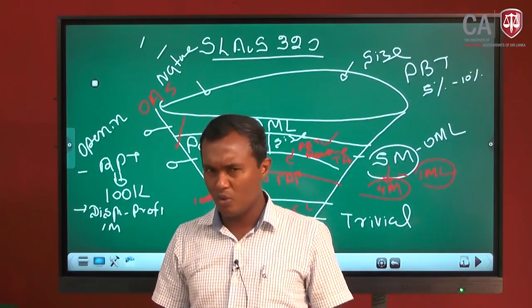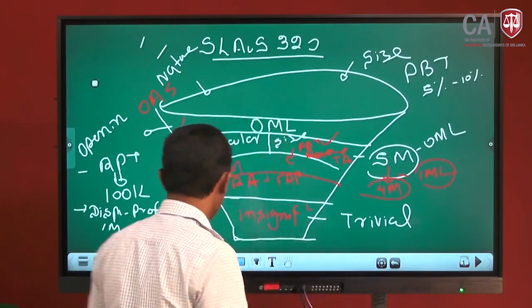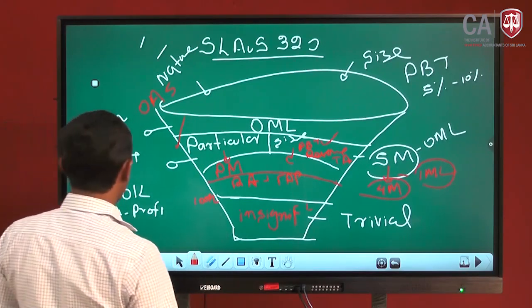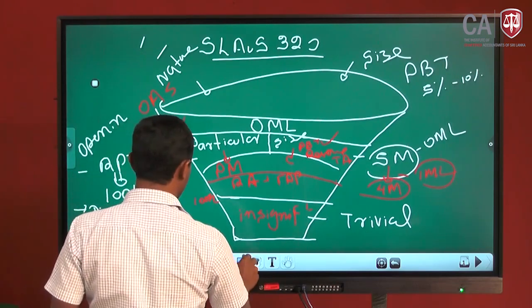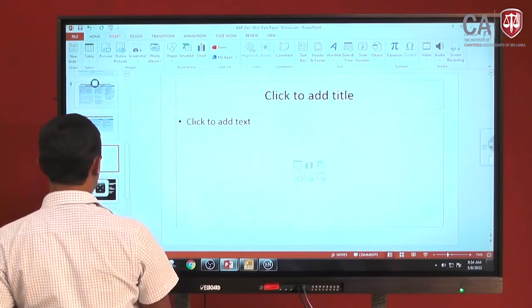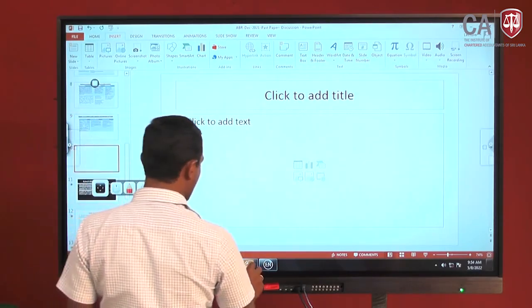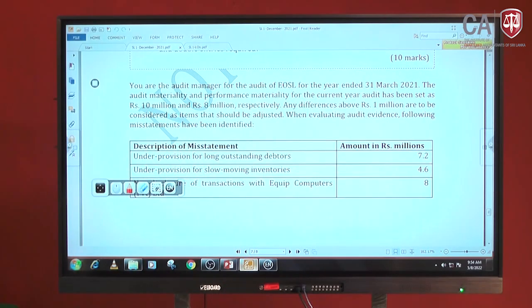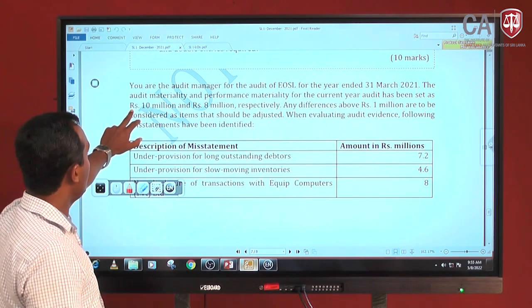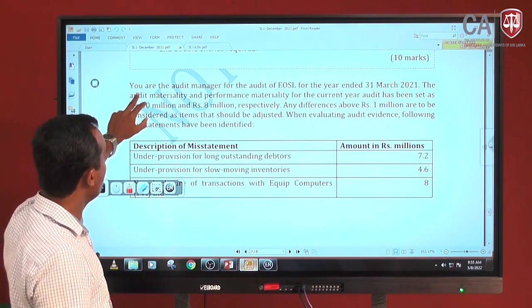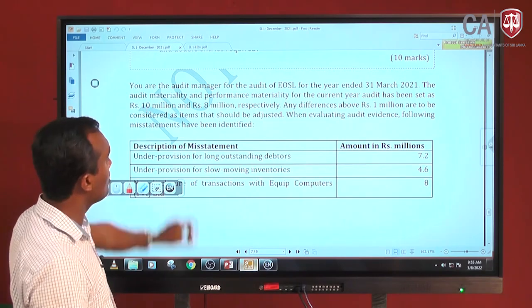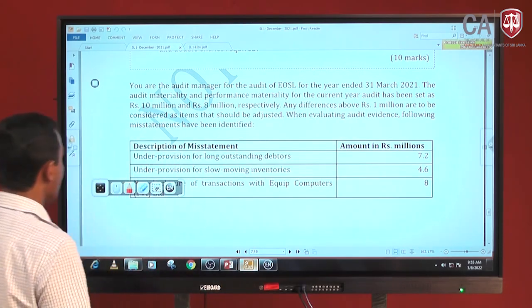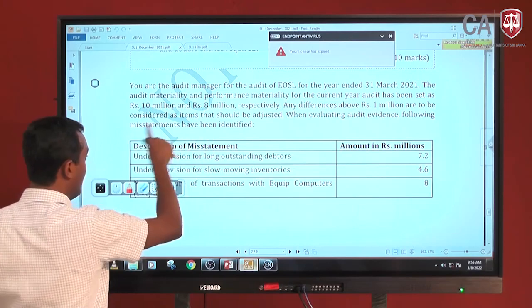The question that we read, what information was given to you? Now, if you look at that, the information given is only, going back to this, here, what is given now? 10 million is what? The audit materiality and performance materiality. Now, the examiner used the word audit materiality. So, what does it refer to? And then again used the word performance materiality. Now, you see there is a 2 million gap.